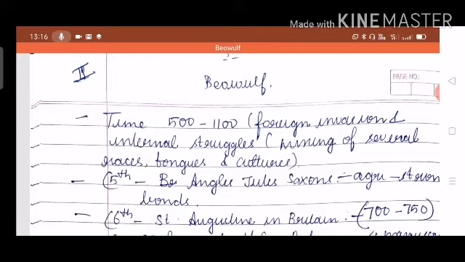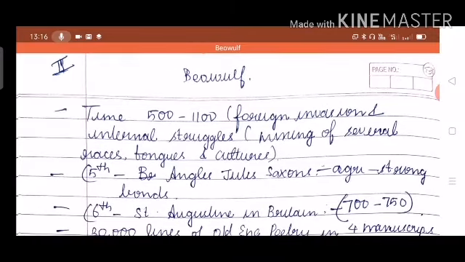In the 5th century, Angles, Jutes, and Saxons, the nomadic tribes, had come and settled in England, and it is probably an agricultural scenario where they had strong bonds with each other. By the 6th century, St. Augustine had arrived in Britain.